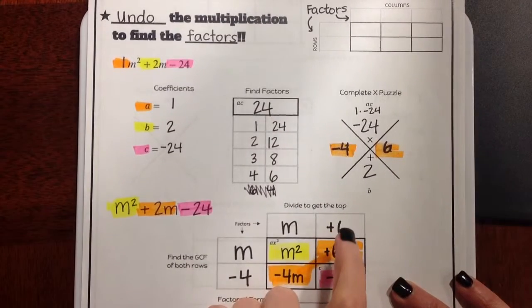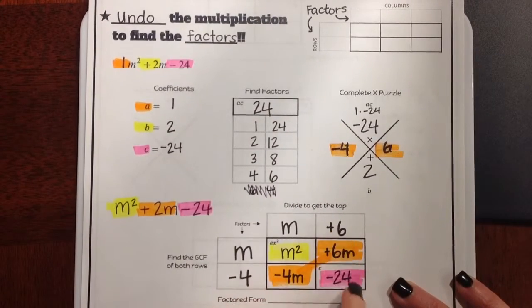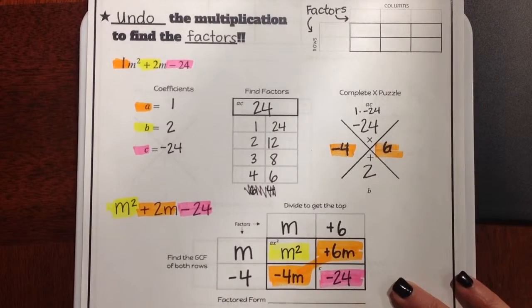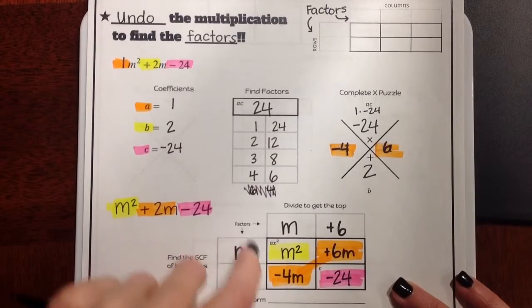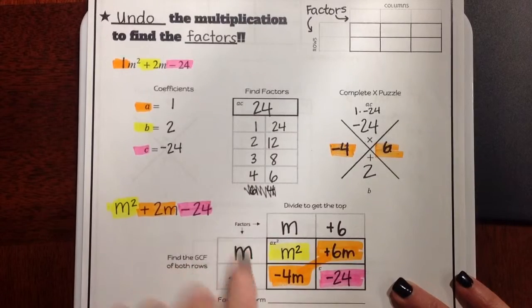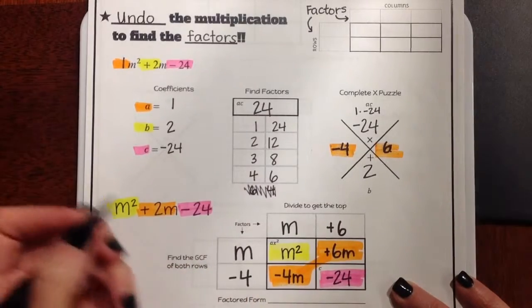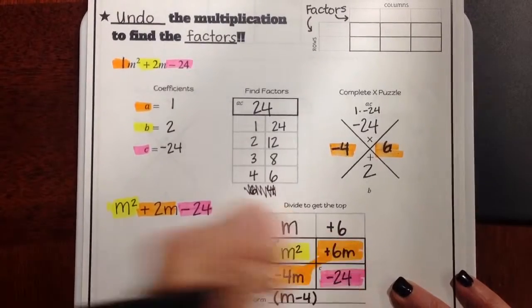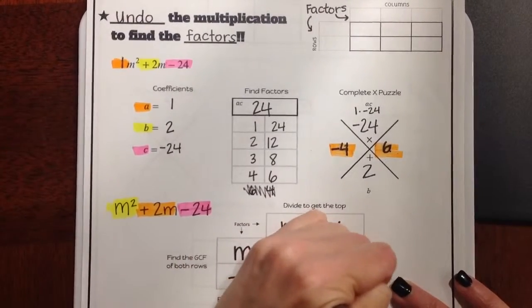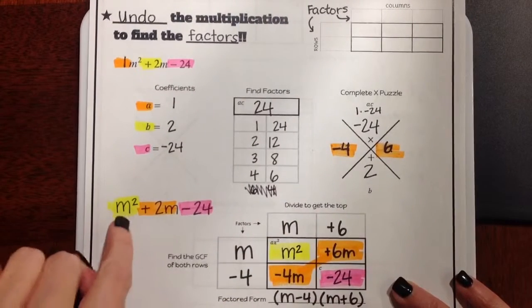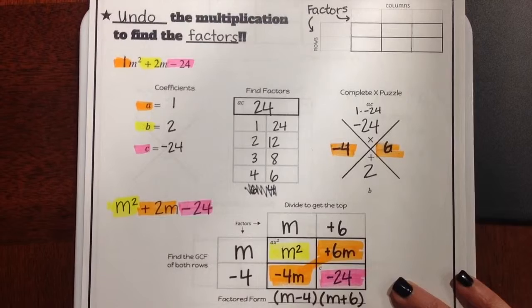Does the product negative 24 happen when I multiply 6 and negative 4? And the answer is yes. So now that I have all of my GCFs for both rows and columns, now I'm going to write those as my factors. When I multiply m minus 4 and m plus 6 together, I get the trinomial m squared plus 2m minus 24.